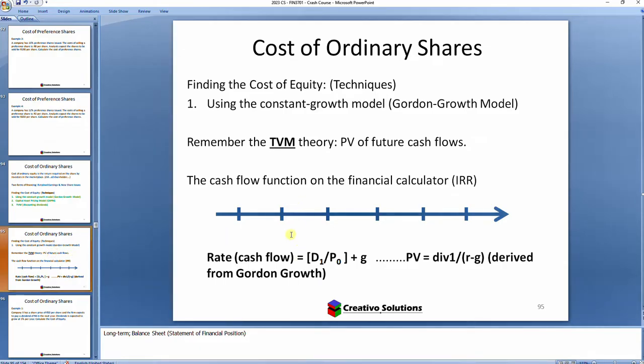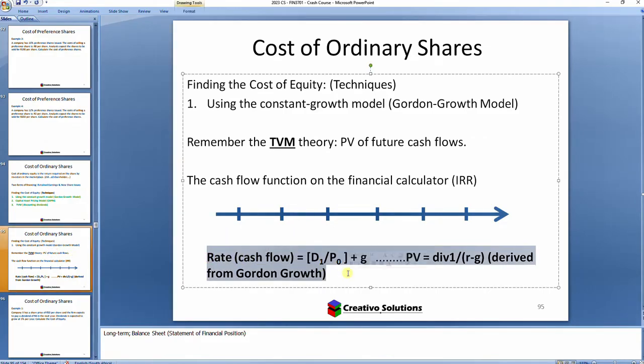Gordon growth. This is the Gordon growth model. The dividend, D1, which is the first dividend that you've paid, divided by the share price, which is P0, and then you add the growth. That's the formula. If you're looking at the present value, or the price, you can switch it around, then it'll be the dividend D1 divided by R, which is the rate, minus G, the growth. That's derived from the Gordon growth. So that's the rate that you need. You can just write it down as is.